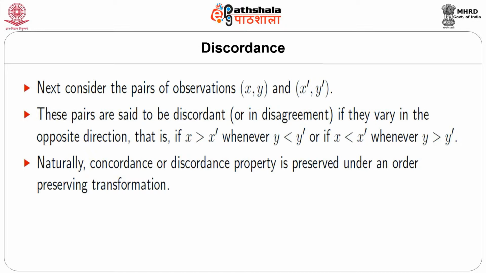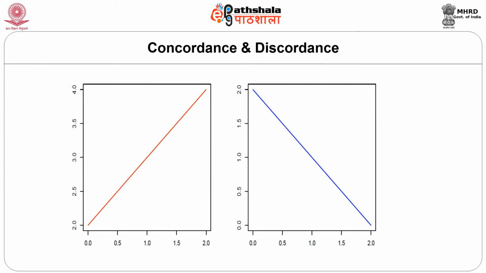Naturally, the concordance or discordance property is preserved under an order preserving transformation. That is, if we consider some transformation g such that x greater than x' whenever g(x) greater than g(x'), then the concordance remains the same. In our next slide, one can see the pictures of concordance and discordance.